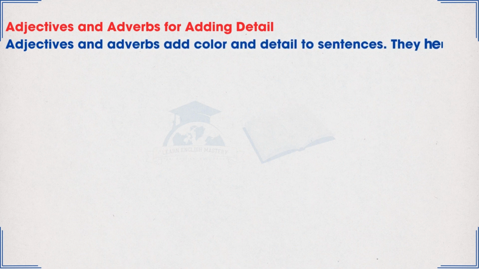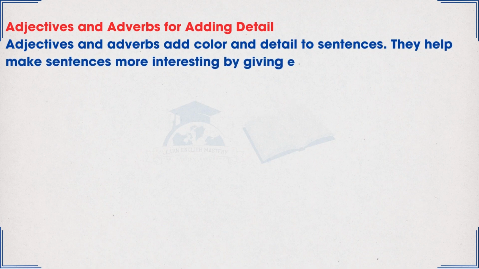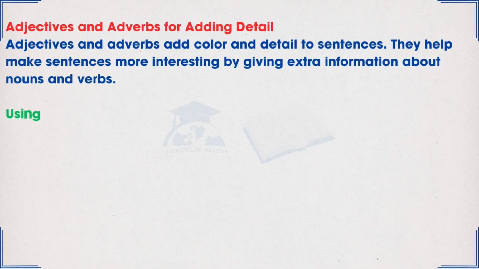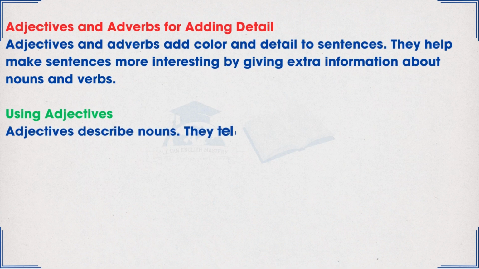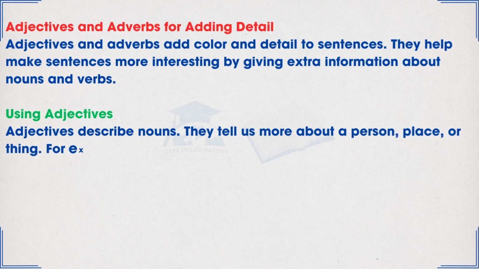Adjectives and adverbs for adding detail. Adjectives and adverbs add color and detail to sentences. They help make sentences more interesting by giving extra information about nouns and verbs. Using adjectives: adjectives describe nouns. They tell us more about a person, place, or thing.